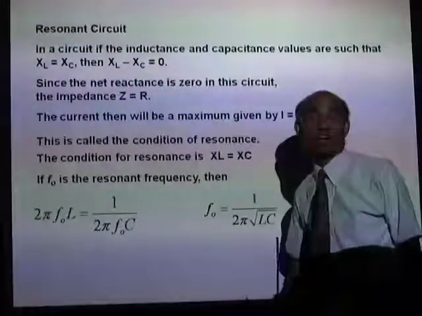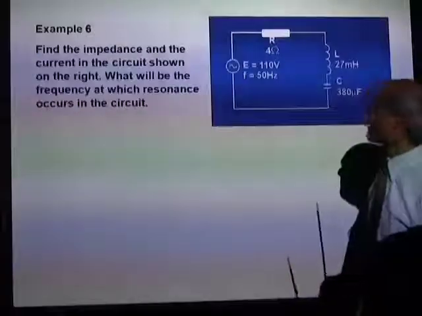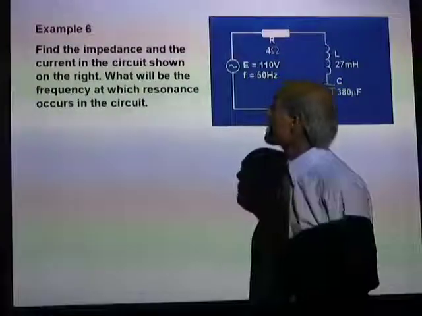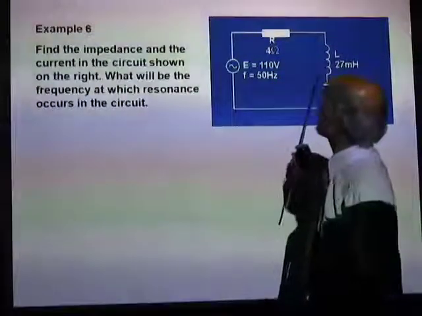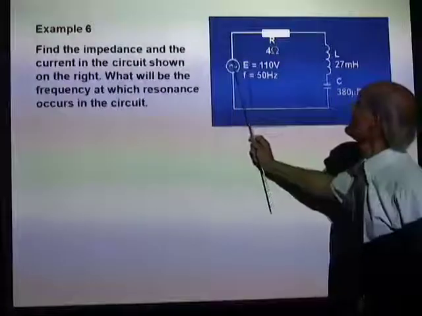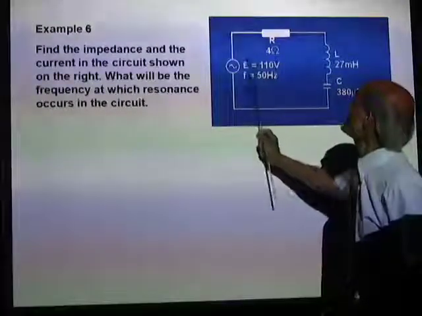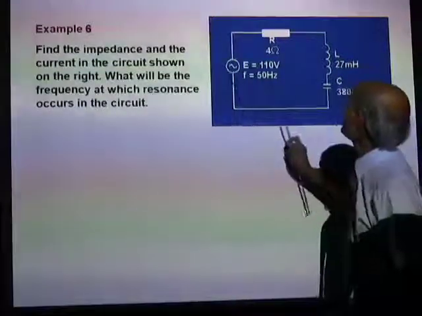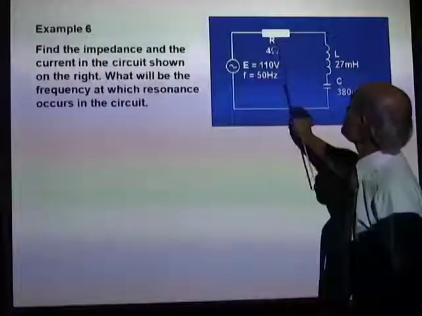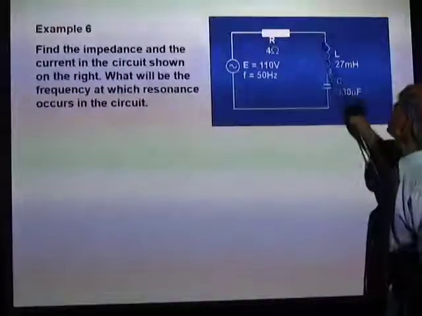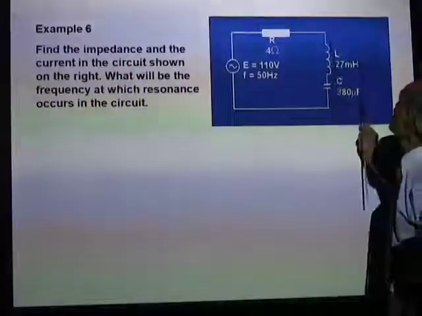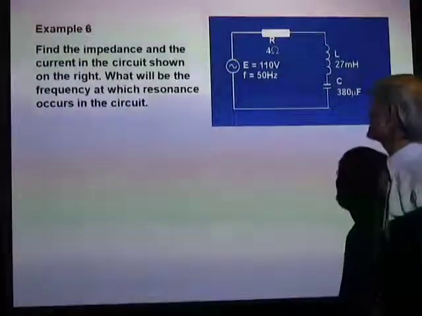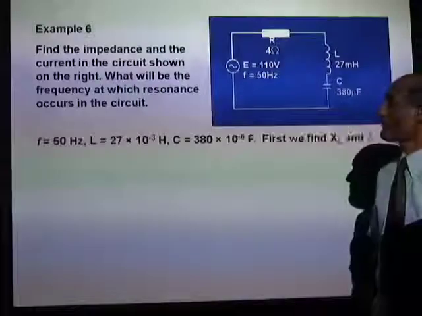You will see this a lot in electrical engineering. Let's do an example. Find the impedance and the current in the circuit shown on the right. All the values we have: E equal to 110 volts, that's the RMS value. The frequency of the AC is 50 Hertz. The resistor has a value of 4 ohms. The inductance is 27 millihenry, and the capacitance of the capacitor is 380 microfarad.